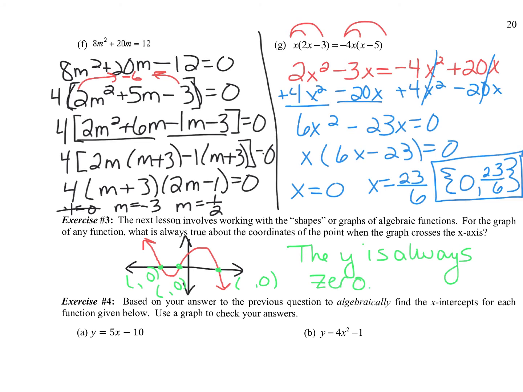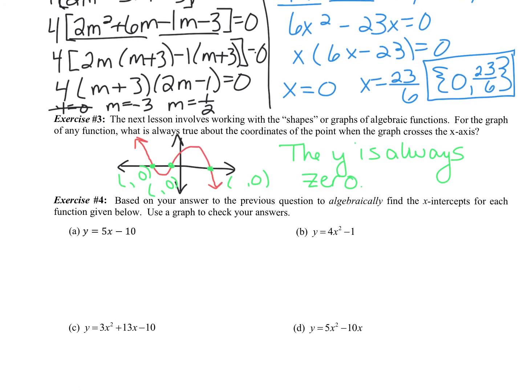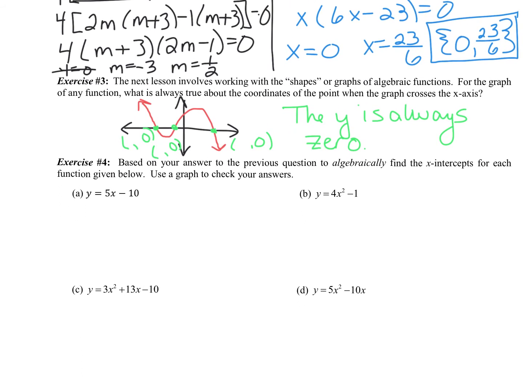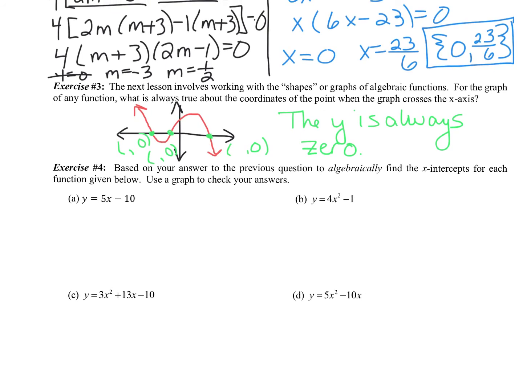Okay? So when I talk about my x-intercepts, which can also be called zeros, shocker, or roots, basically I'm just saying the y value equals 0. So what that means in an equation, here we have, it says based on your answer to the previous question, or let's cross out that word 2 because it shouldn't be there. Algebraically find the x-intercepts for each function given below.